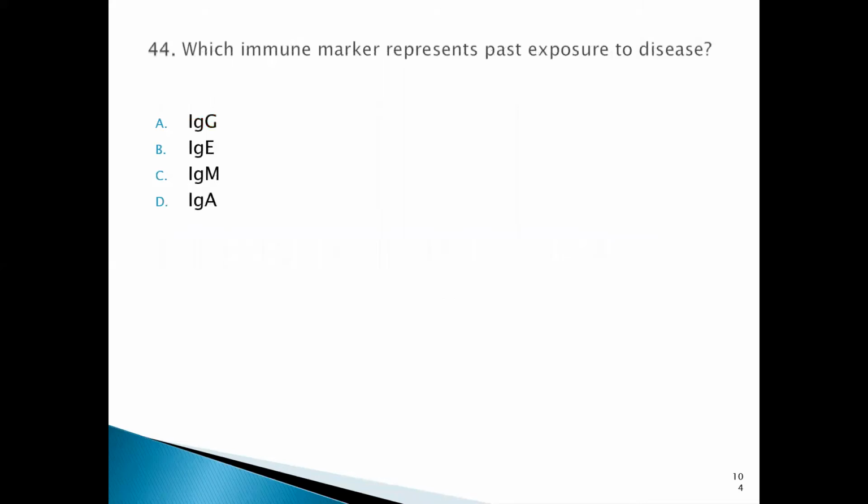45, I think this is 45. I messed up the numbering, so we'll know when we get to 50, when we get to the last one. Which immune marker represents past exposure to disease? A, IgG, B, IgE, C, IgM, and D, IgA.